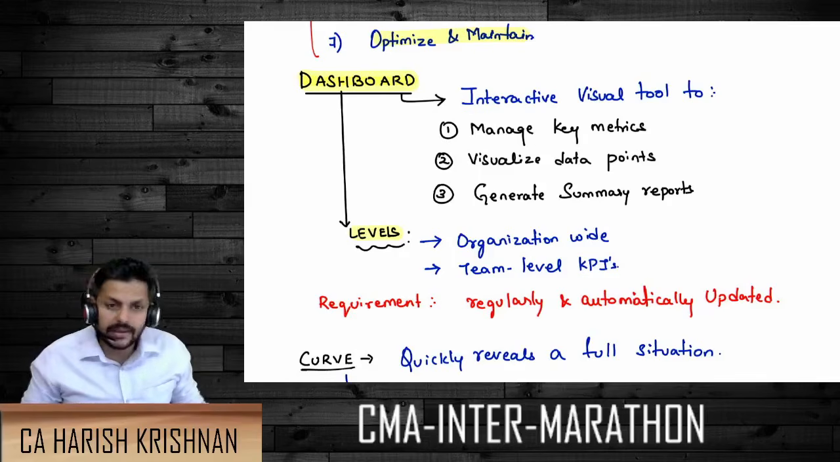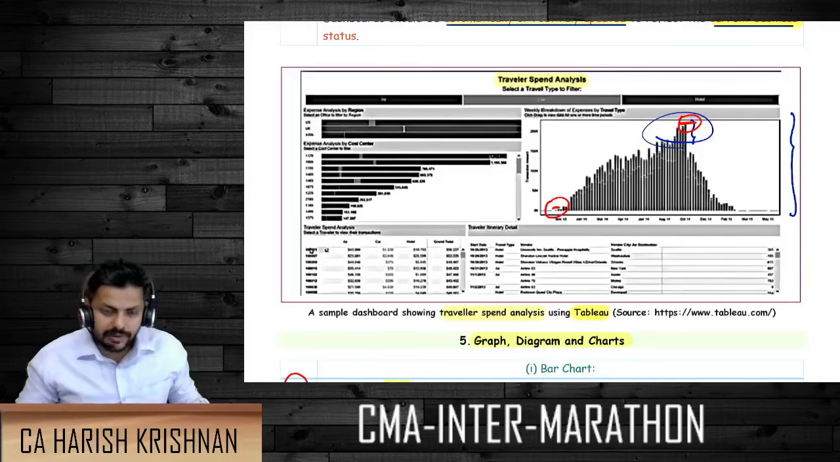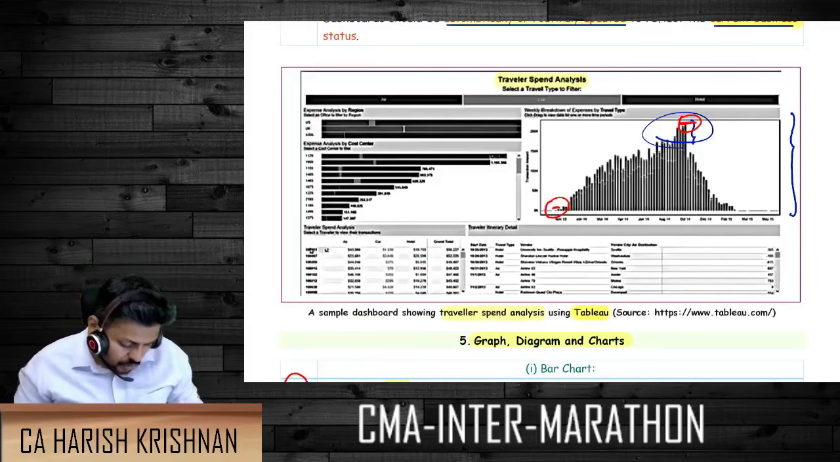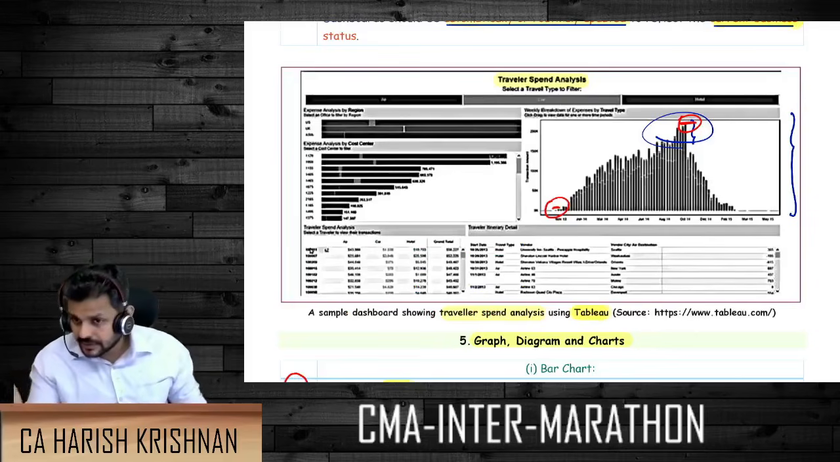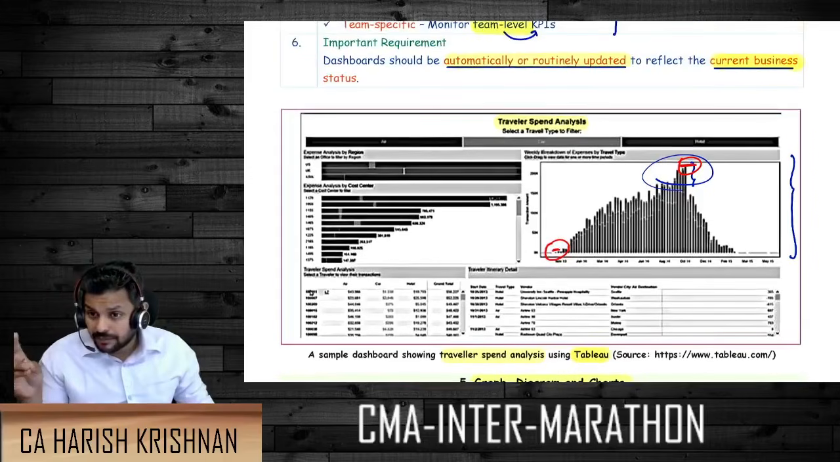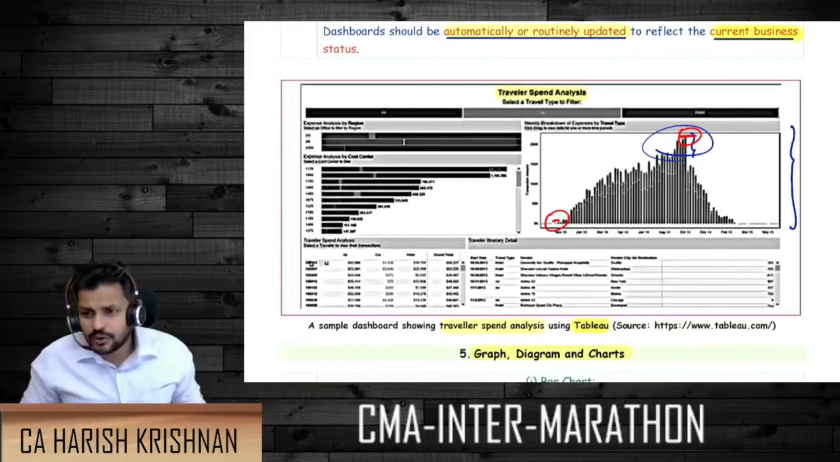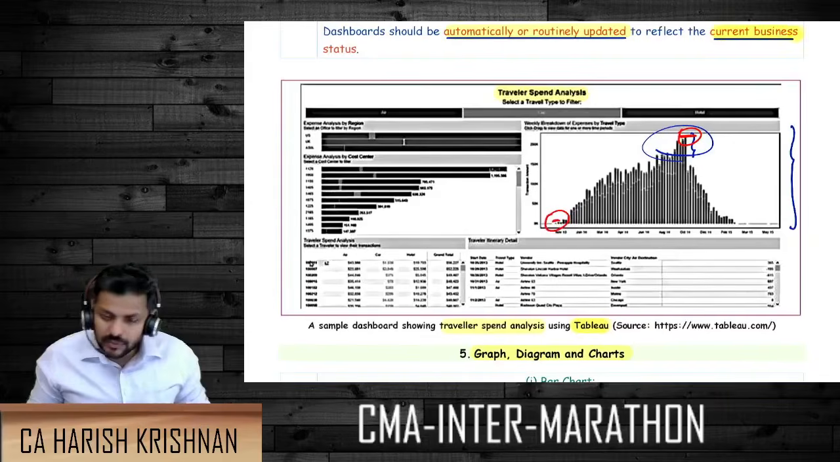Just for you to quickly recollect, showing you what a dashboard looks like, presenting so many things there, right? A sample dashboard showing travelers' spend analysis. They pulled this dashboard using the software called Tableau, it seems. So from Tableau, Power BI and Excel, there are three tools. And otherwise also, I've shown you many dashboards from Google examples, right?